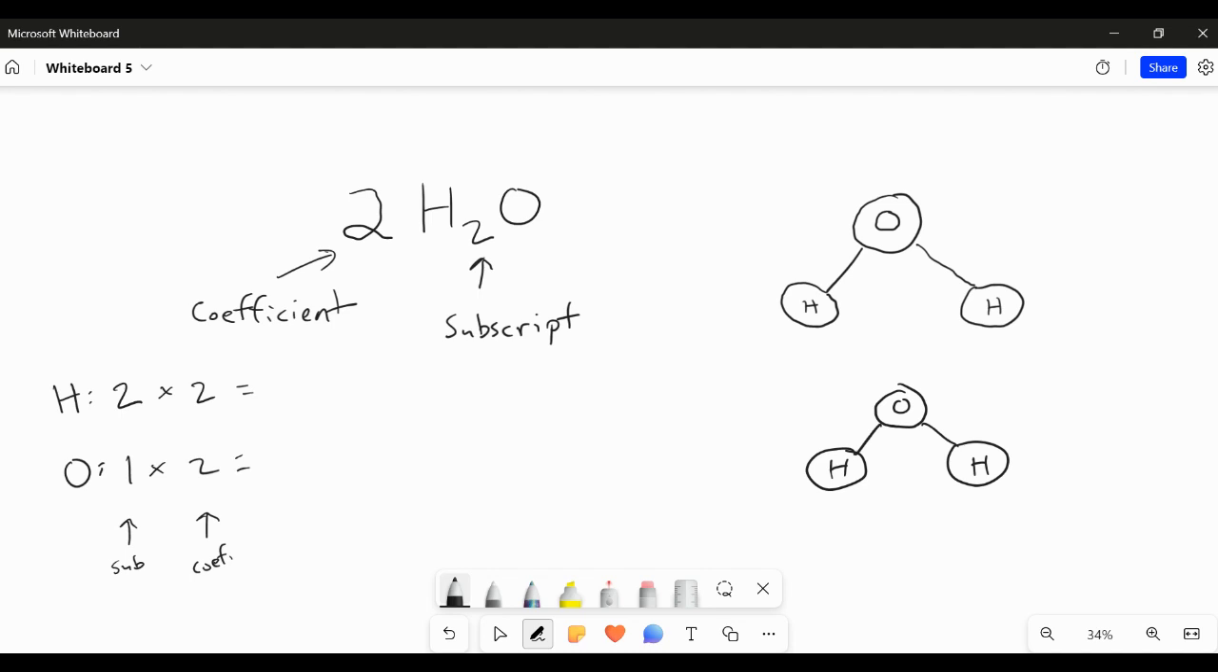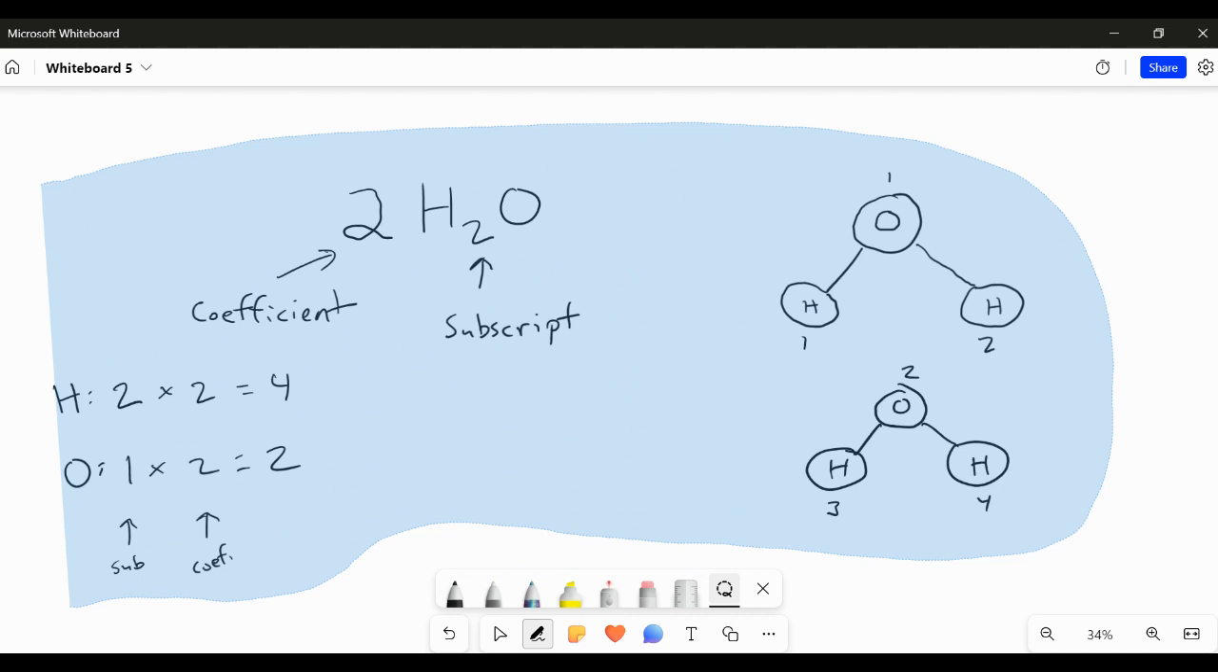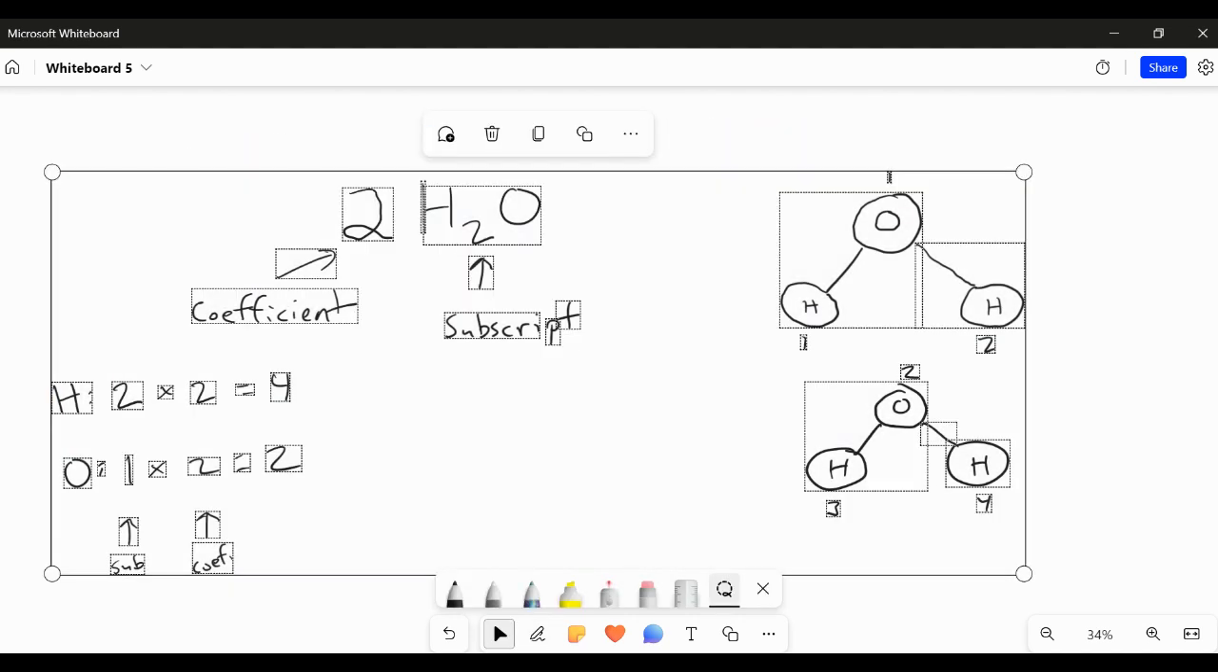And so if we count these out, 2 times 2, that's 4. 1 times 2, that's 2. So we have 4 hydrogens. 1, 2, 3, 4. And we have 2 oxygens. 1, 2. Okay? Now we can use this strategy to count up all different kinds of formulas. So let's look at one that's maybe a little bit more complicated.